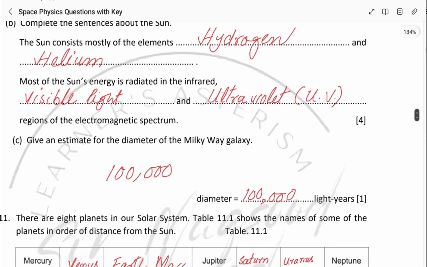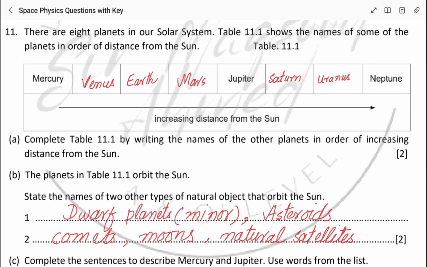Now part C, give the estimate for the diameter of the Milky Way galaxy. Dear students, the diameter of the Milky Way galaxy is approximately 100,000 light years. Dear students, now question number 11. There are 8 planets in our solar system. Table 11.1 shows the names of some of the planets in order of the distance from the sun.